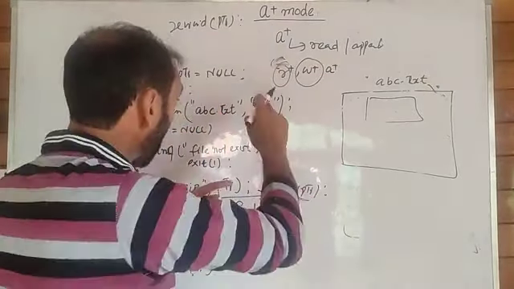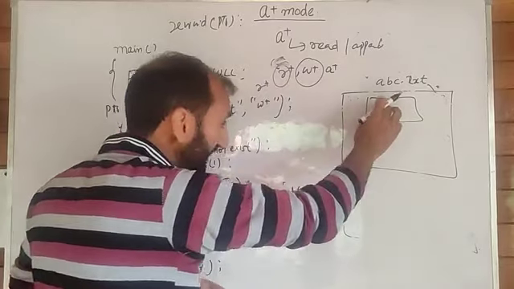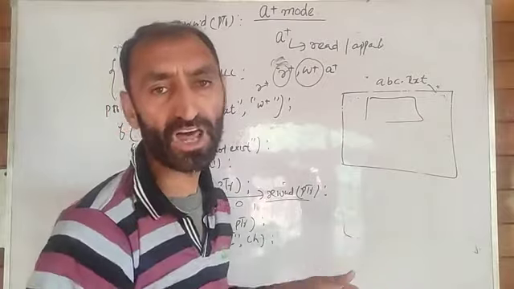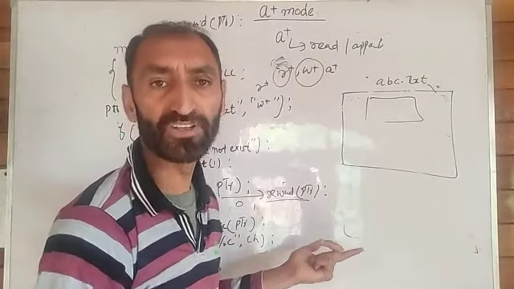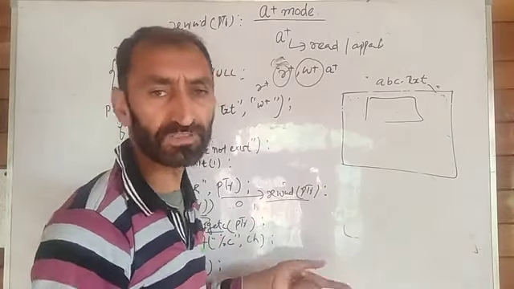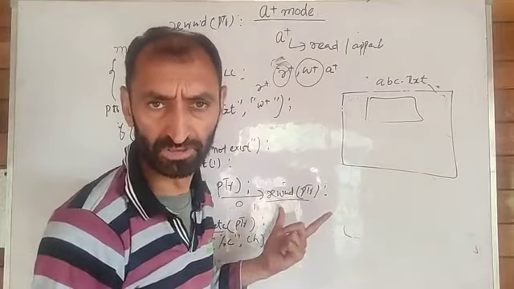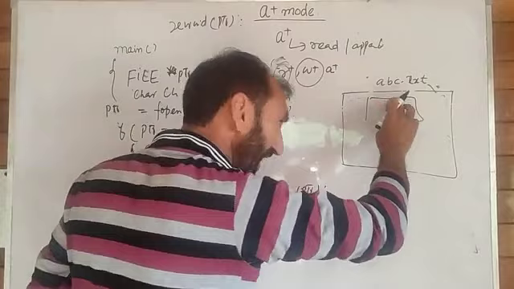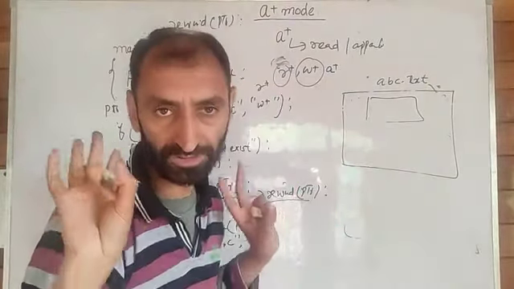But in case of R plus mode, if the file does not exist, it will not create a file. It will simply return an error message, or print that the file does not exist. But if we open it in W plus mode and the file does not exist, it will create a new file and open it. Okay?